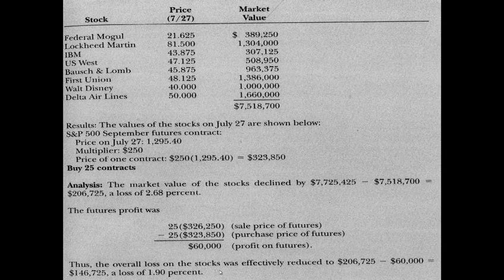So the overall loss on the stocks was effectively reduced by the 60 grand, meaning that I only saw a reduction in my total portfolio equaling 1.9%. So, if I had not taken out a futures hedge, I would have been exposed to a 2.7% loss. With the futures hedge, I'm now only exposed to a 1.9% loss. Can someone tell me why am I still experiencing a loss of close to 2%? Why isn't this equal to 0?